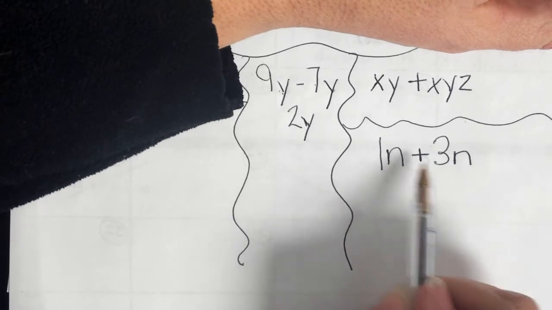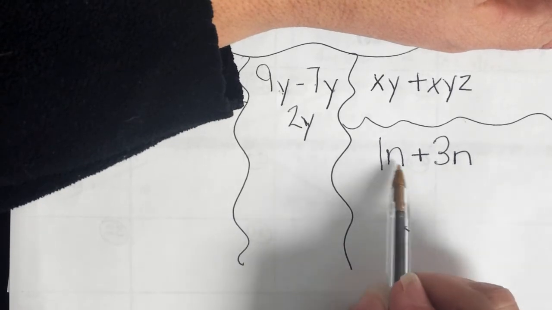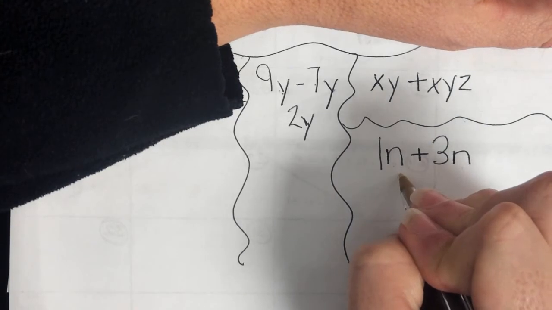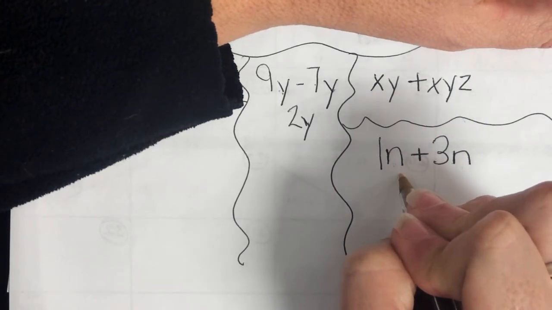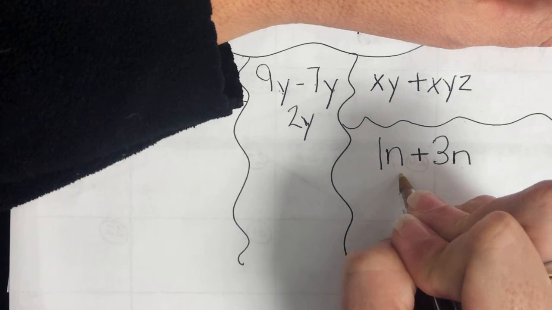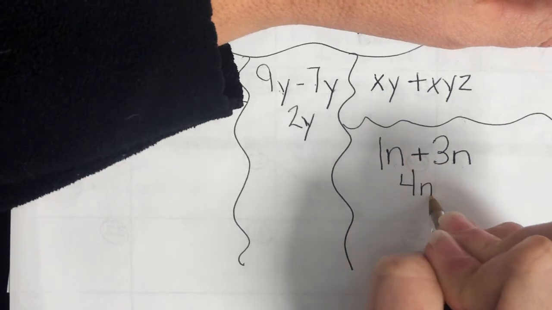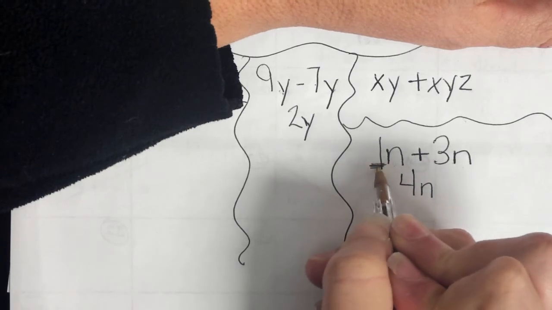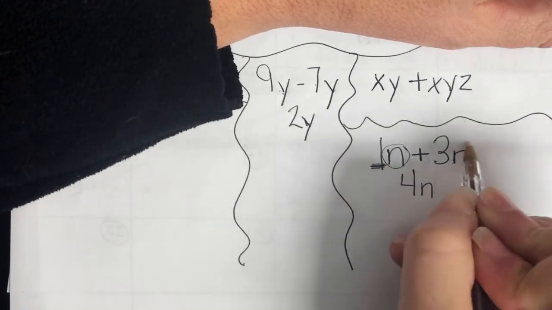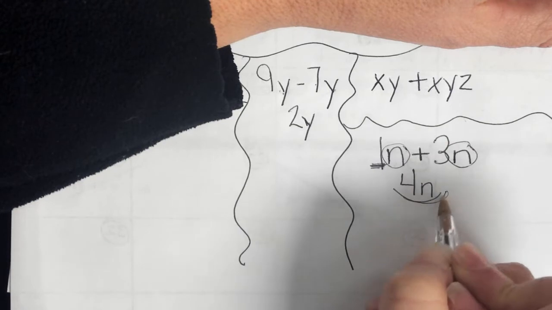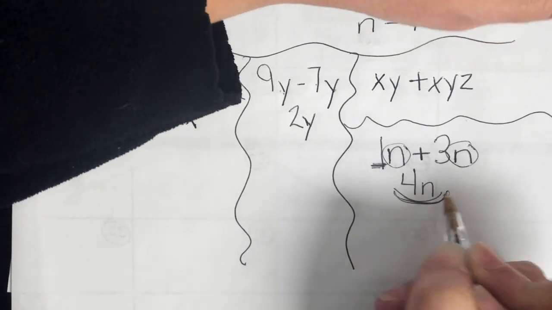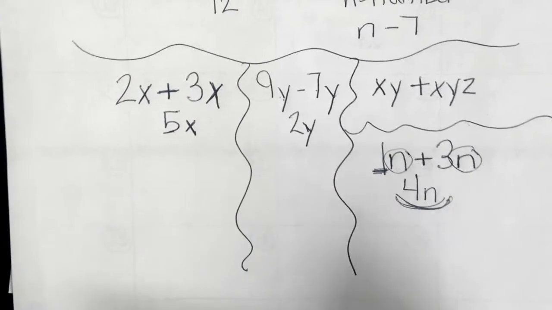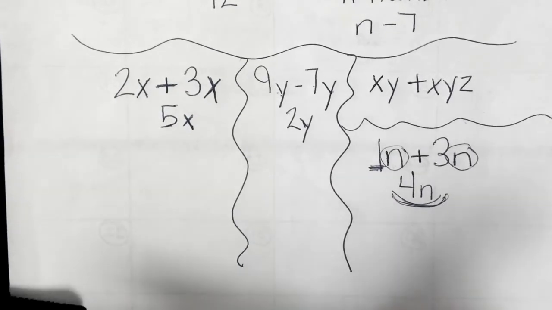But you can combine these because 1n plus 3n is 4n. So you have to know when there is not a number in front of it, but those variables match, you can combine it. Okay? Some of this kind of goes into what we're doing tomorrow, but then some of it is needed for today. Okay?